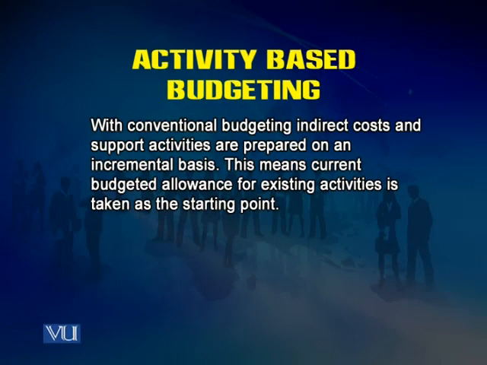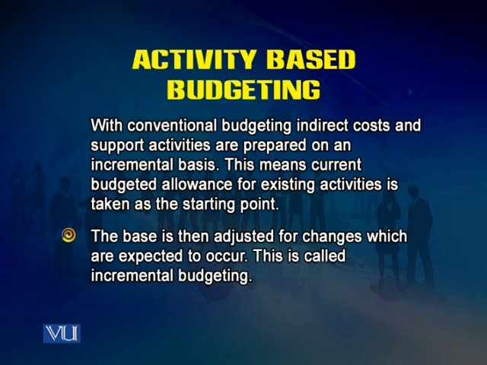This means current budgeted allowances for existing activities is taken as the starting point. The base is then adjusted for changes which are expected to occur. This is called incremental budgeting. So this is a criticism of the traditional and conventional budgeting process, which is also called incremental budgeting. Meaning, you look at what is there in the previous period and you make an adjustment for either inflation or other foreseen increases, and you arrive at the new budgeted figure.